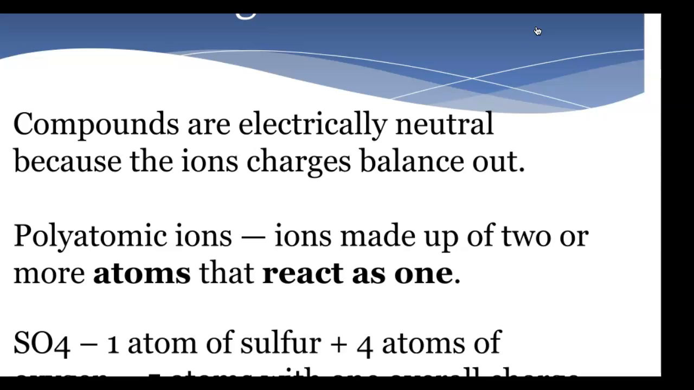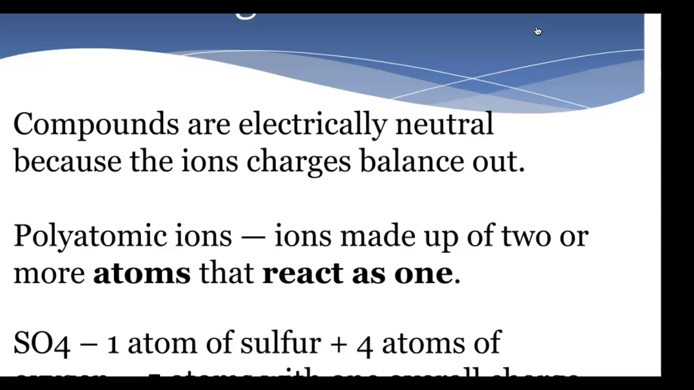Polyatomic ions is made up of the word polyatomic, which means many atoms. That's all the word means. Polyatomic ions are many atoms working together but react as one ion, whether it's a positive ion like ammonium, NH4 with a +1 charge, or any of our other negative polyatomic ions that are on that polyatomic ion sheet.